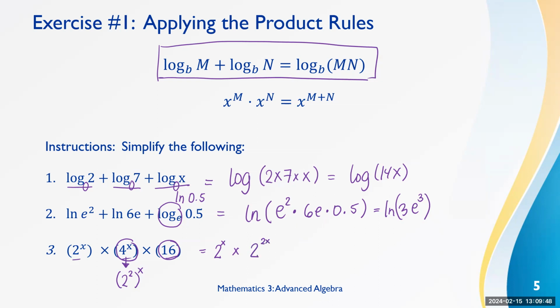And for 16, 16 is 2 raised to 4, so I will write here 2 raised to 4. What do we notice? They now have the same bases. If we want to get the product, we just copy the common base, and for the exponents, we add them: x plus 2x plus 4. This will give us 2 raised to 3x plus 4.